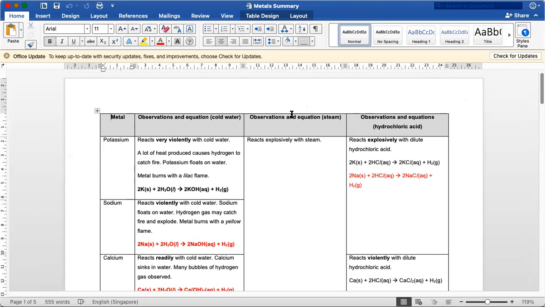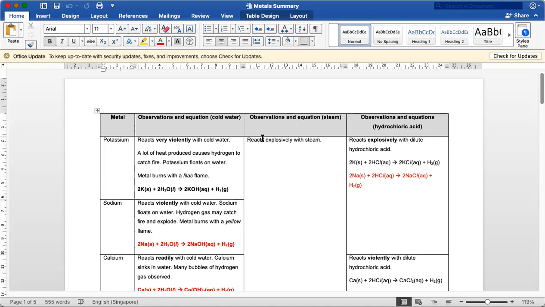But I like to emphasize that I only focus on reactivity of metals. I didn't mention extraction and reduction reactions involving metal oxides to metal. I also never mentioned rusting, corrosion, and recycling of metals in this video. I only focus on metals reactivity, reactions with cold water, steam, and acid.